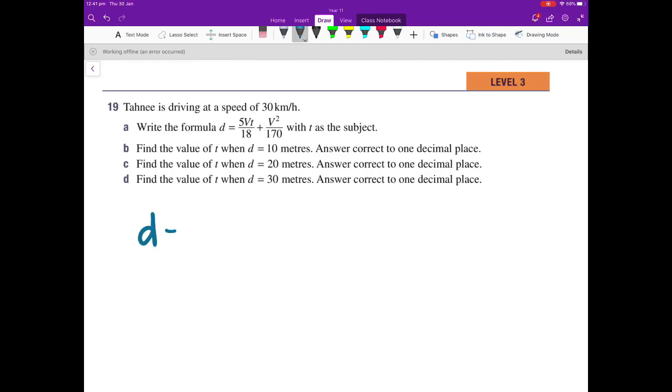Looking at level 3 from 3B, our first one wants us to change the formula to get T as the subject. So we're just going to write the formula down and see what we need to get rid of first. So we're looking for something that doesn't have T in it, which means we've got that V squared over 170. Because there's no T's there, that's what we're going to get rid of first and move it over to the left-hand side.